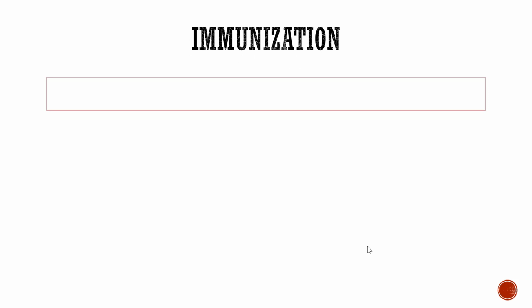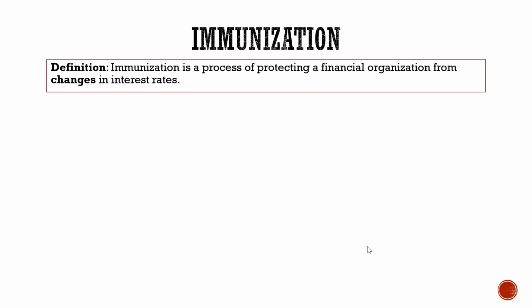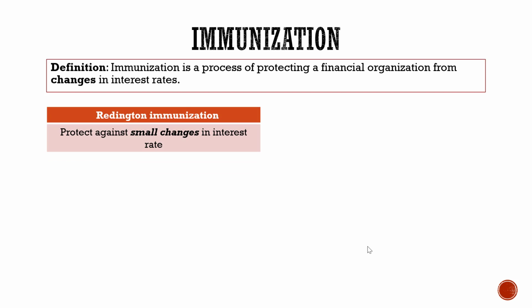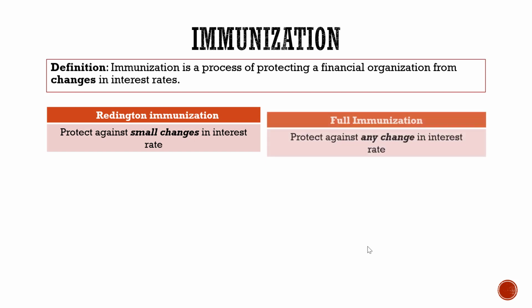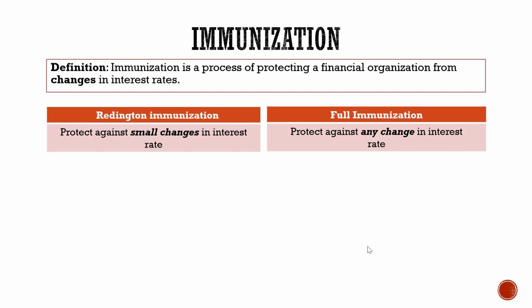Next, immunization. Immunization is a process of protecting a financial organization from changes in interest rates. In this video, I'm going to introduce two types of immunization. The first one is Redington immunization, and the second one is full immunization. Redington immunization is a process of protecting a financial organization from small changes in interest rate. And full immunization is to protect a financial organization against any change in interest rate.